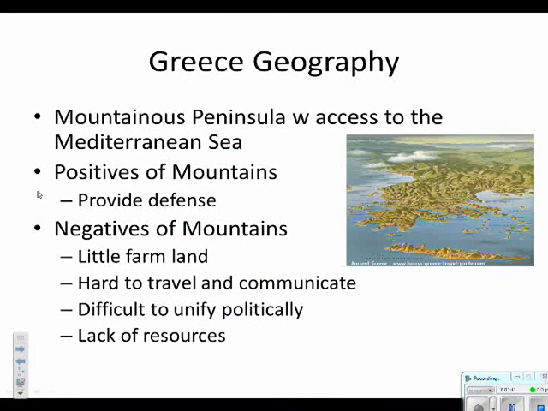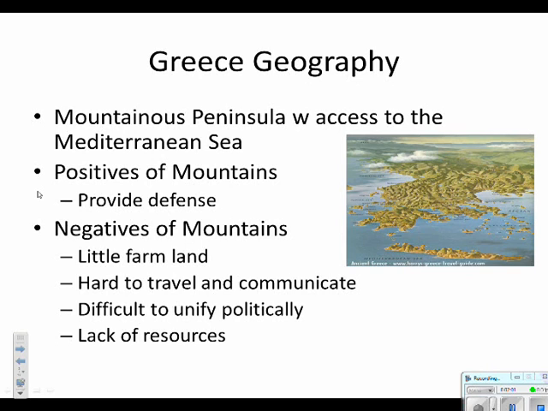So as we just mentioned, Greece was dominated by mountains. It was a very mountainous peninsula. You can also see they had some islands that were also mountainous on the map off to the side. This is going to provide some positives and negatives. The main positive of the mountains is it provided defense. It made it hard for people to attack, and this is going to become important for the Greeks later on. Negatives of the mountains, though, is it meant they had very little farmland.